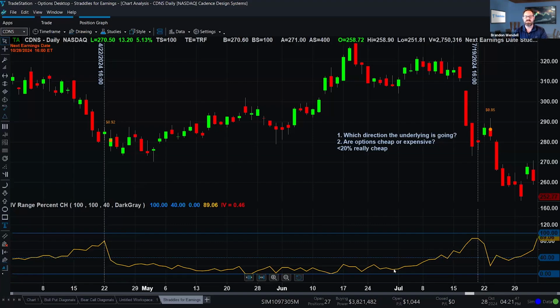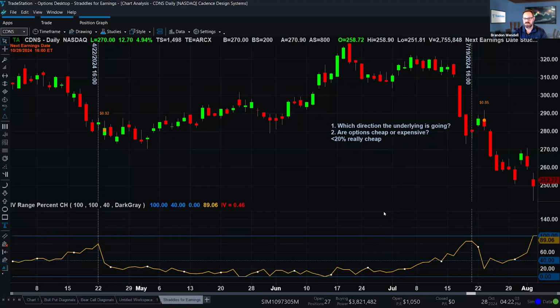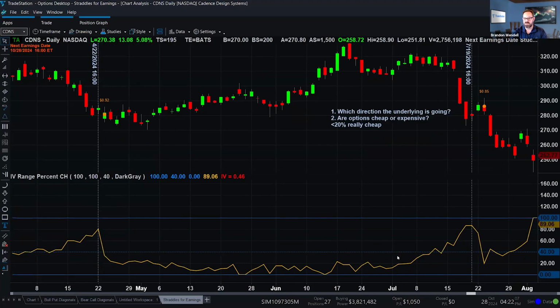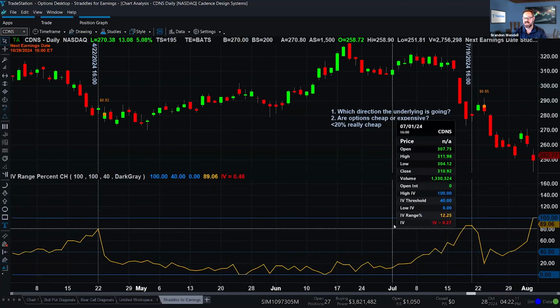That is implied volatility plotted against the 52-week high and 52-week low in a percentage. So it's not the actual implied volatility number on it, but it's a percentage. And you can see this was pretty low. It's probably somewhere in the neighborhood of 10 to 20%. Actually, there we can see 20%, 40%, 60, 80.